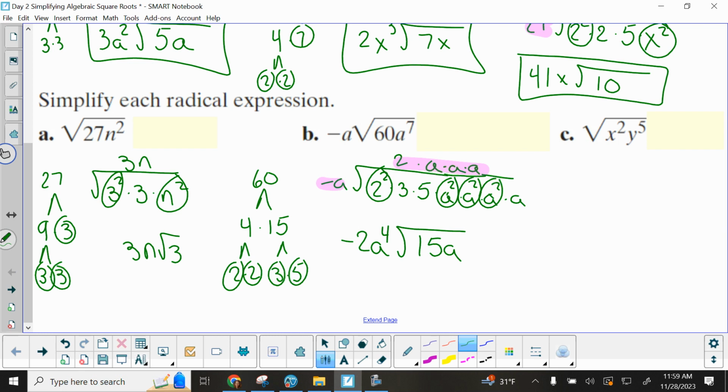And then lastly, I've got x squared times y squared times y squared times y. So out, out, and out. So x, y squared, radical y.